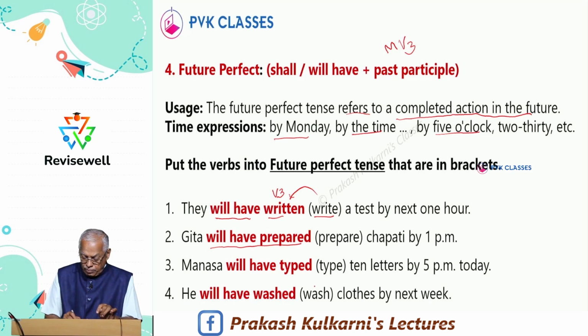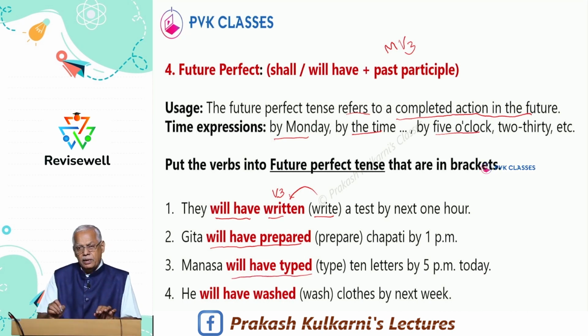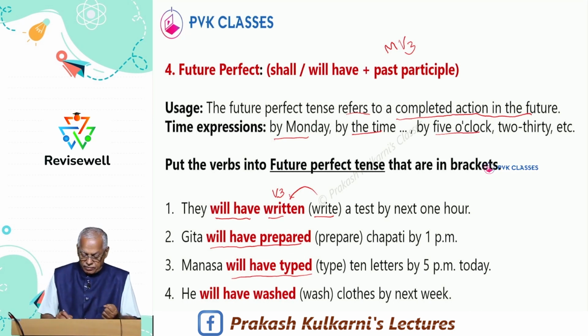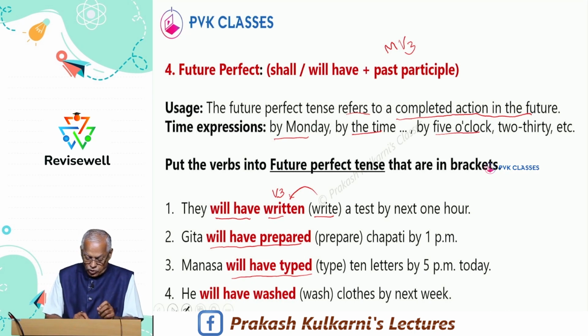Manasa will have typed 10 letters by 5 p.m. today. ಸಾಯಂಕಾಲ 5 ಗಂಟೆ ಹೊತ್ತಿಗೆ ಅವಳು 10 letters ಅನ್ನು ಟೈಪ್ ಮಾಡಿ ಮುಗಿಸಿಬಿಟ್ಟಿರುತ್ತಾಳೆ. That is, action is completed in the future reference time. And the fourth one is, he will have washed.